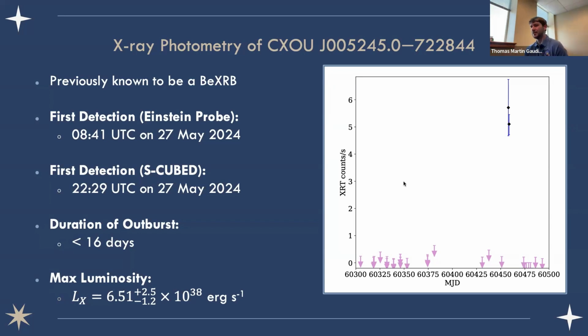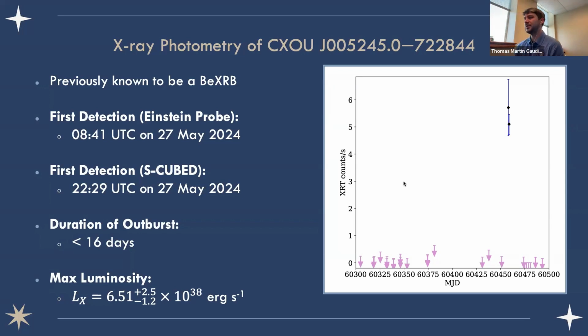The first detection of this source did not actually come from S-Cubed. It was first detected by the Einstein Probe several hours before our detection on the 27th of May, 2024. Fortunately for us, S-Cube was scheduled to make an observation on the same day, and just 15 hours later, our 60-second observation picked up the source as it began its outburst.